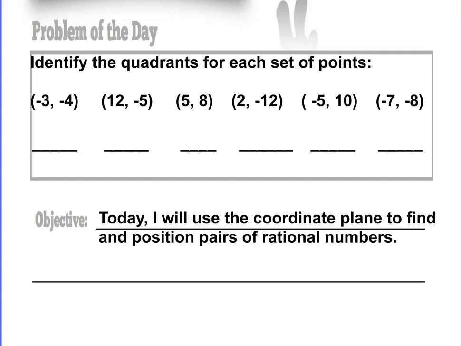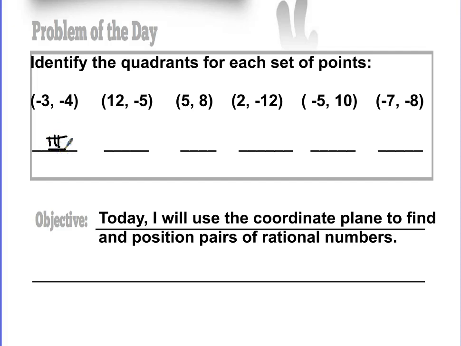Okay, and you should be finished by now. So let's take a look at (-3, -4). Those coordinate points. What quadrant is that? Well, if x is negative and y is negative, I know that I'm going to be to the left of 0 on the x-axis and below 0 on the y-axis. So that's going to be quadrant 3. And remember, we're writing these in Roman numerals.